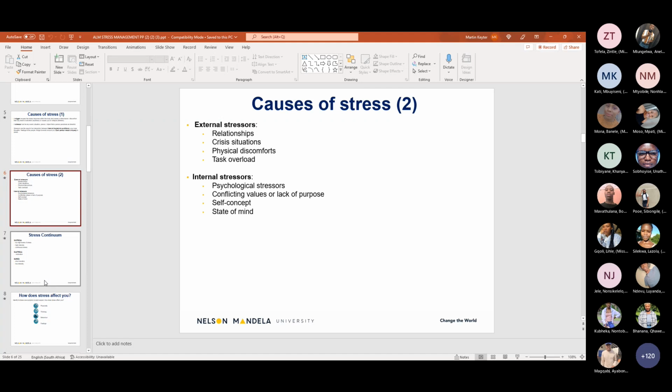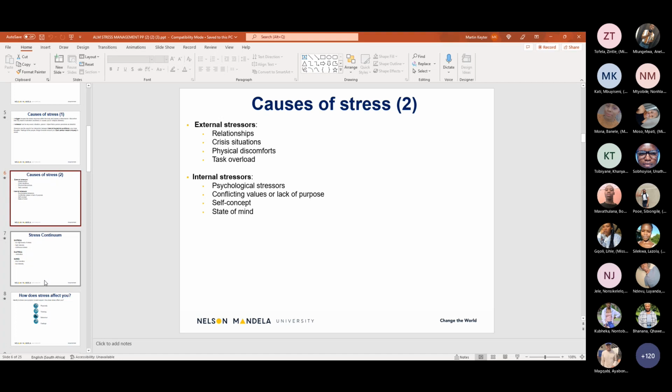So that is how you perceive a specific module or a specific subject that forms part of your diploma or degree. How difficult do you perceive it to be? How you internally perceive that you are competent to be able to pass that specific module or do well in it. Another internal stressor might be conflicting values or lack of purpose.